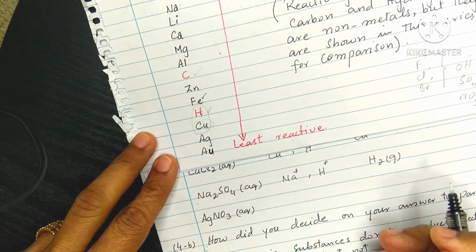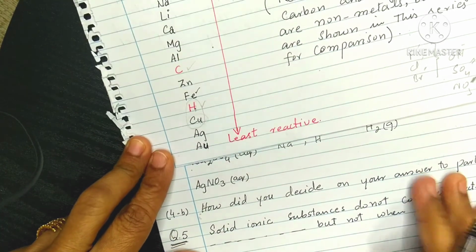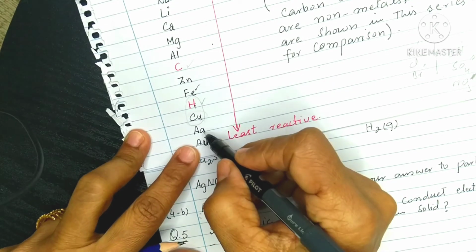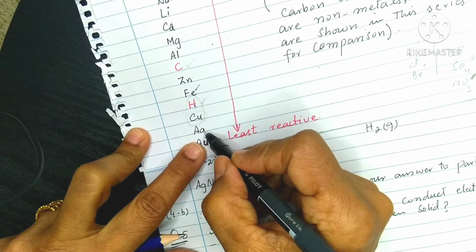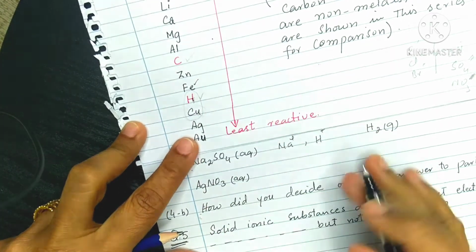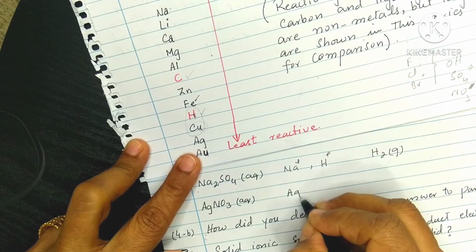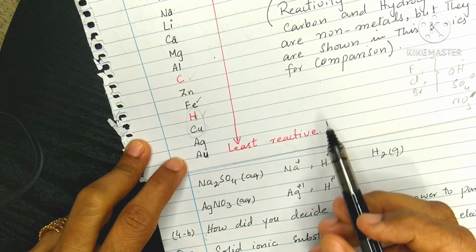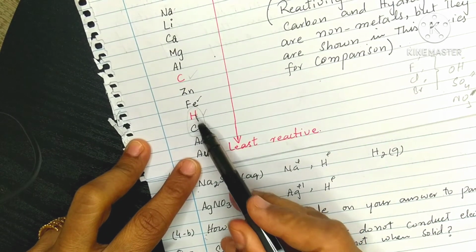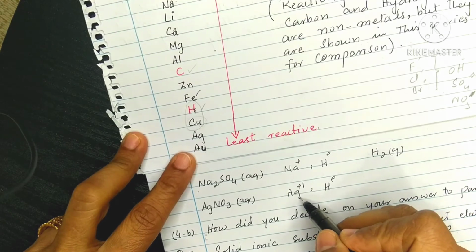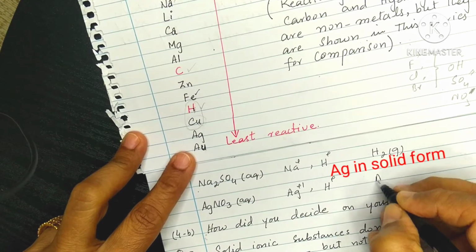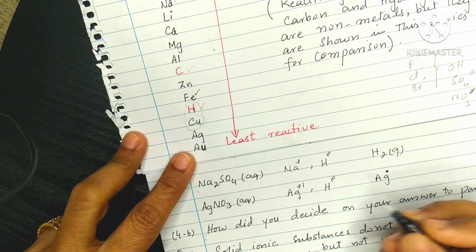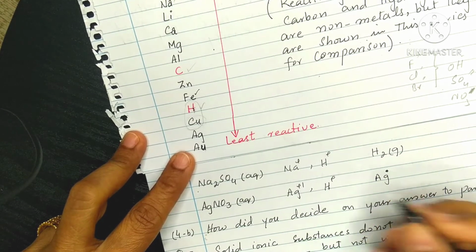In case of silver nitrate, we compare silver and hydrogen. Silver is less reactive than hydrogen, so silver will deposit. In the reactivity series, silver is less reactive than hydrogen. So silver will deposit at the cathode and hydrogen will remain in the solution.